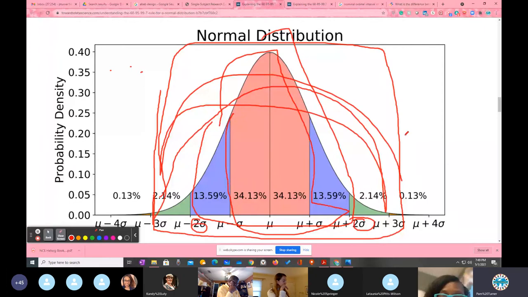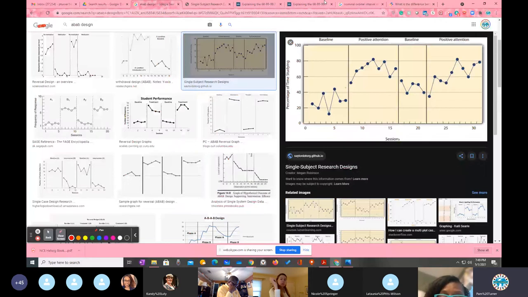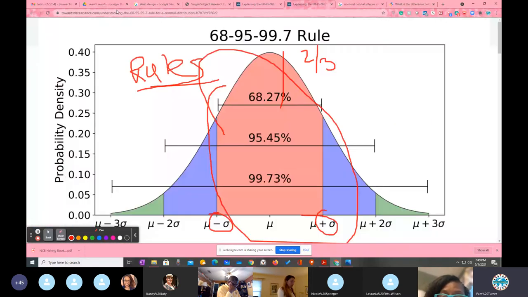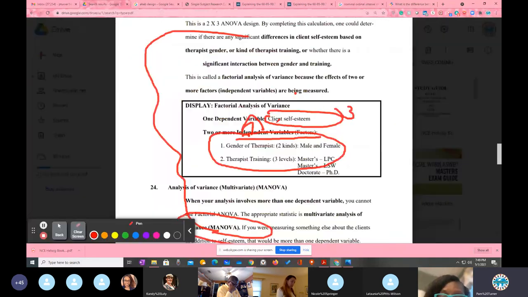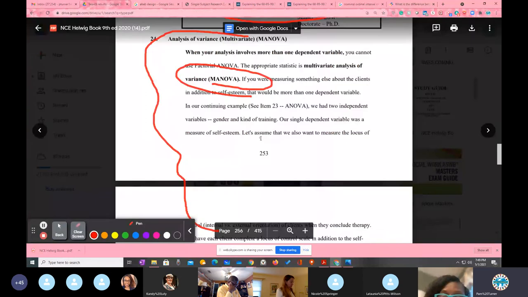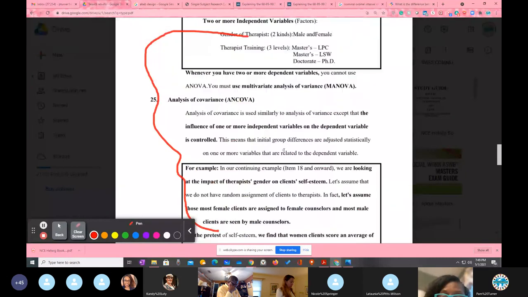So now we get these stupid things that won't fit on my parameter. I know that my numbers are going to come out skewed. So then I have to use a different kind of test. And that's where those really strange names come in, right? Okay.